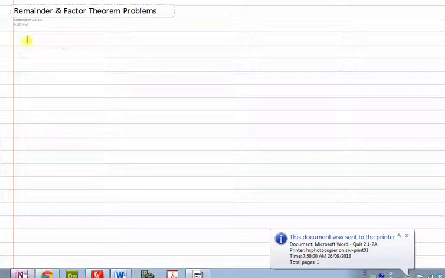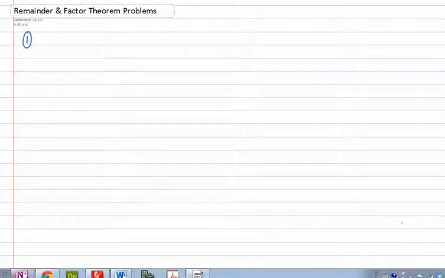I'm going to work out three problems that relate to remainder and factor theorem to show how these theorems can get used in some creative applications. So first problem is going to be this.